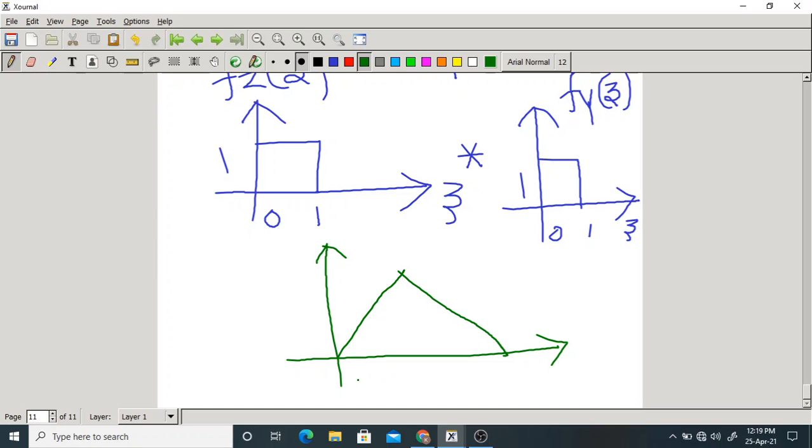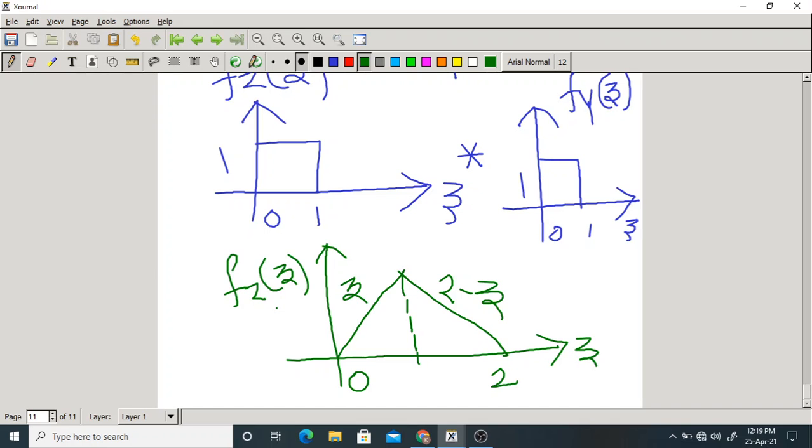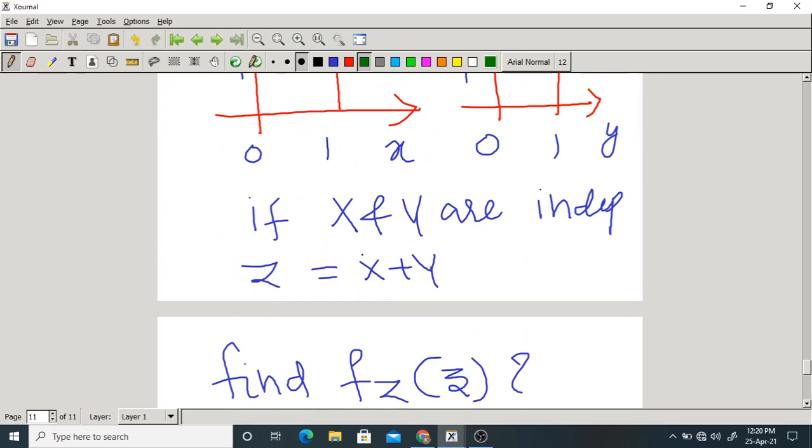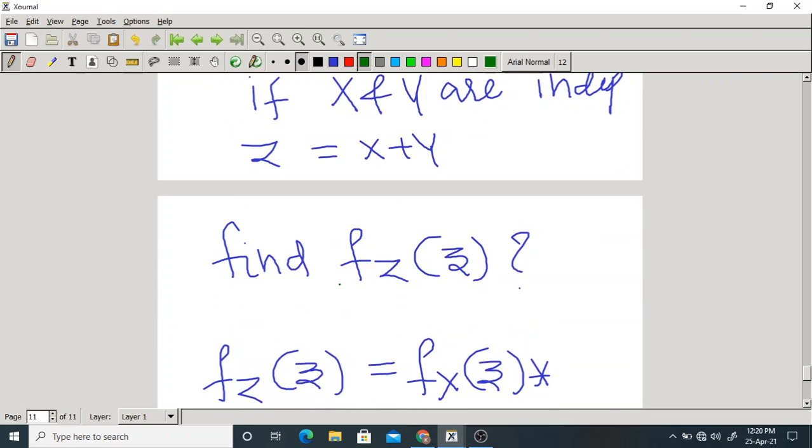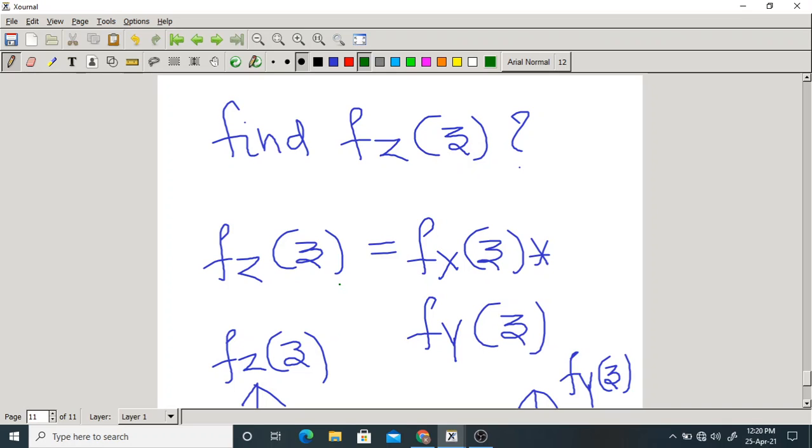What are the limits? This is 0. This is 2. This is z. This is 2 minus z. This is fz of z. I'm writing directly because we know that if you convolve two squares, you get a triangle. Now things become very easy. Please remember, it is true if and only if they are independent. In the problem itself, it is given that they're independent. So you can simply find the answer.